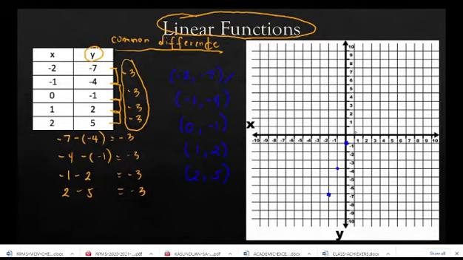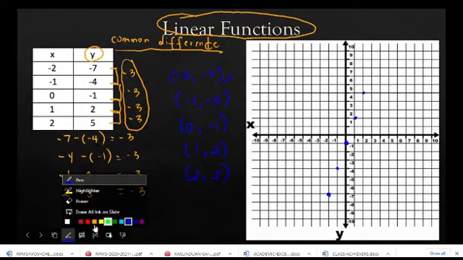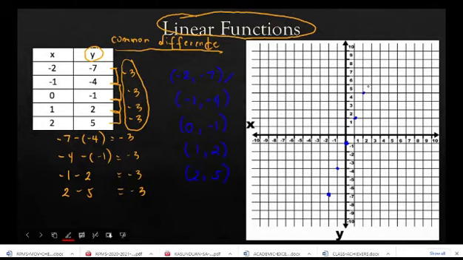And then, we have positive 1 and positive 2, which is now located on the quadrant 1. Same with 2, 5. 2 and 5, this is also in the quadrant 1. Okay? So, if we are to connect the points, it will create a straight line. So the graph of a linear function is a straight line.